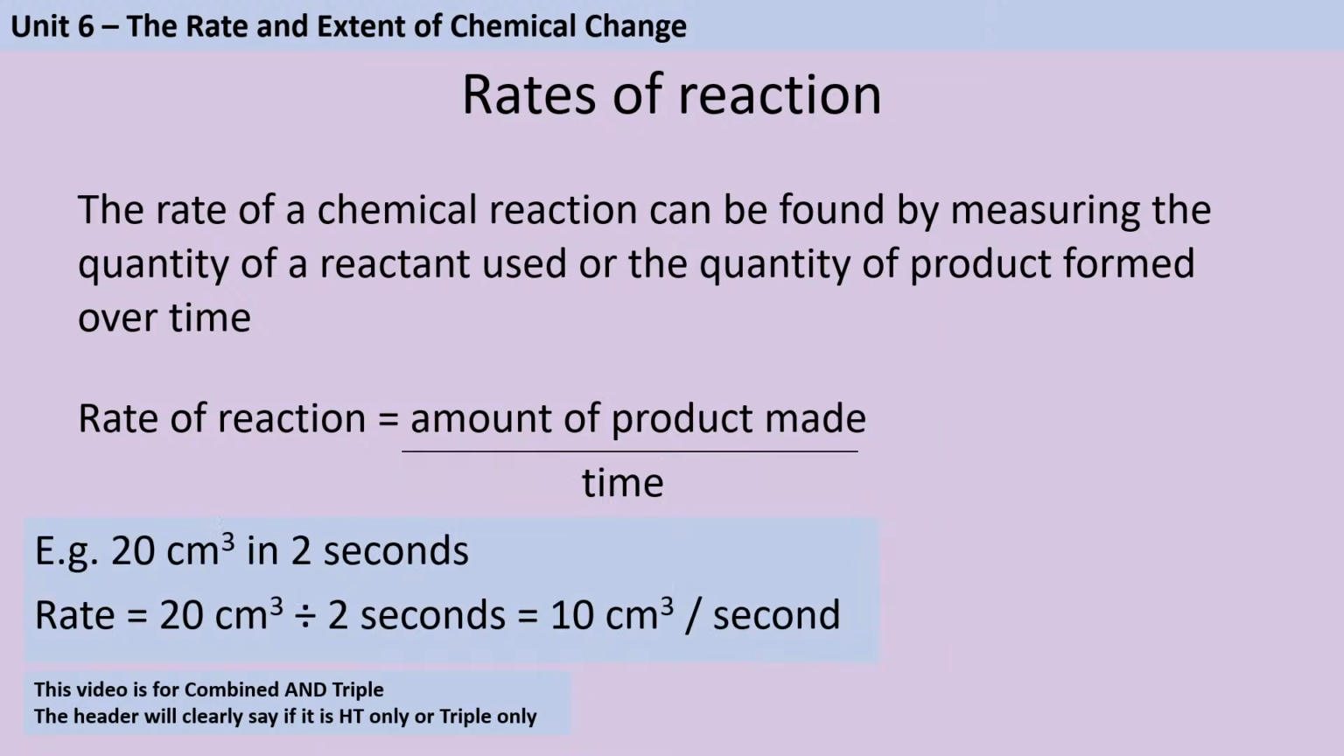Just for an example of how we would use this, if we had a reaction that produced 20 centimetres cubed of gas in 2 seconds, then I would do 20 divided by 2, and that would give me 10 centimetres cubed per second, which is the mean rate for that reaction. One thing to watch out for is that our units here are centimetres cubed. In other words, a centimetre by a centimetre by a centimetre. That's part of the units. It's not part of the number. So when I do this calculation, I don't need to cube 20. I just use 20, and the cubed sign is just part of the units.